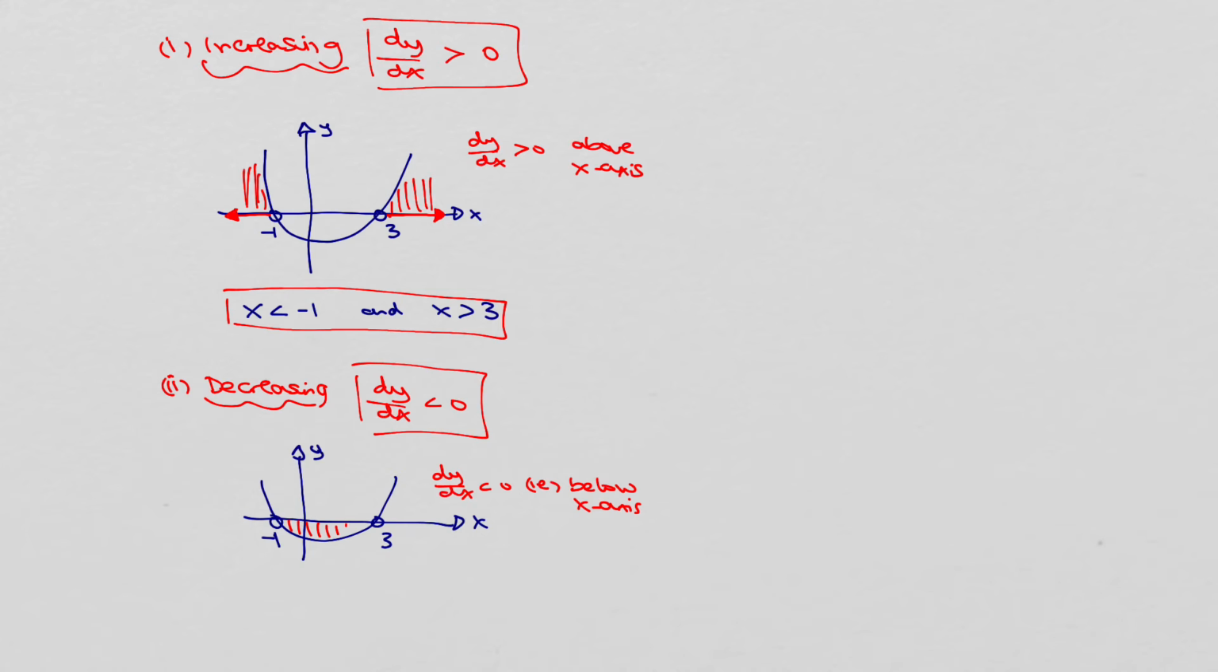And it's below the x-axis all here, which means the values that make the graph below the x-axis are when x is between minus 1 and 3. So the range for which this graph is decreasing is between minus 1 less than x less than 3.